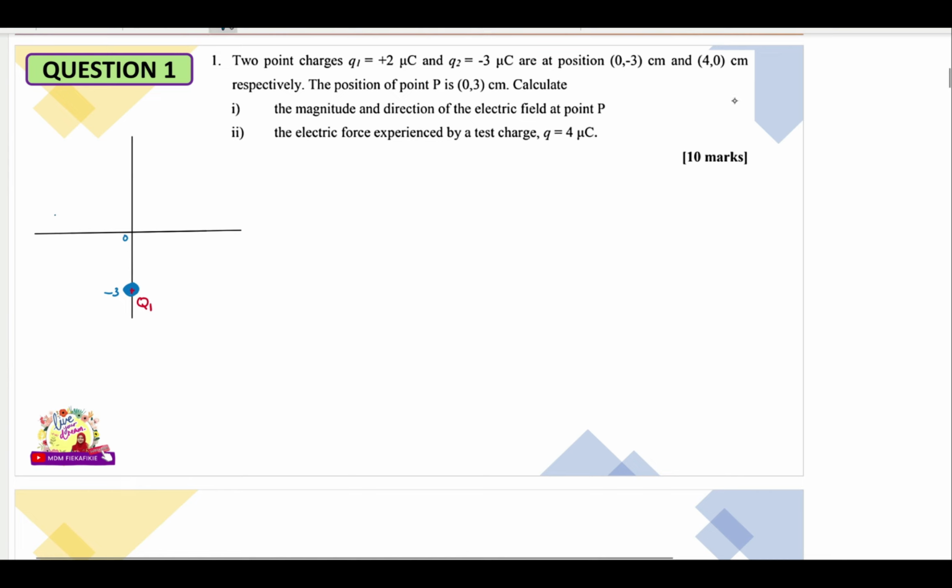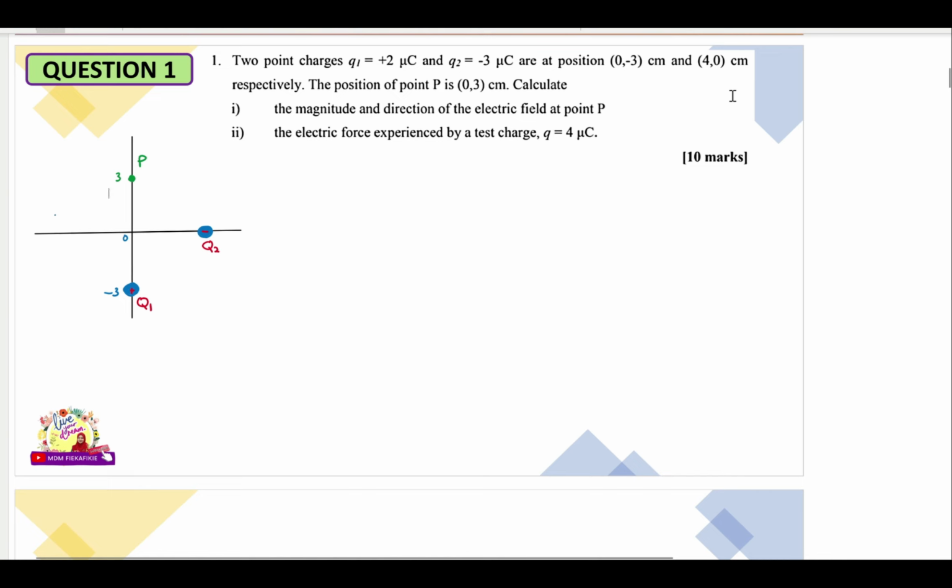Alright, 4, 0. Let's say this is the position of second charge, Q2. And Q2 is negative charge of negative 3 microcoulomb. So this is Q2. And then given that point P is at 0, 3 centimeter. So I will put this one. Okay, 0, 3. Okay, it should be around here. Okay, so let's say this is point P and it is at 0, 3 coordinate. Alright, so now let's look at the question.